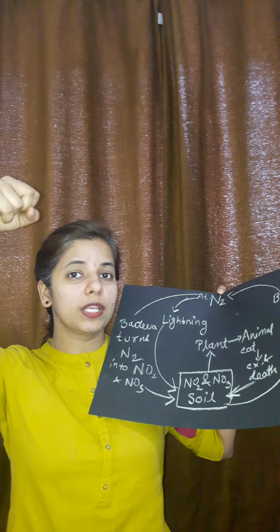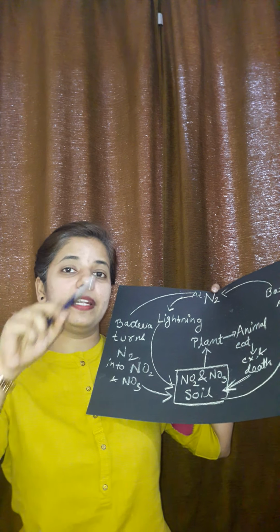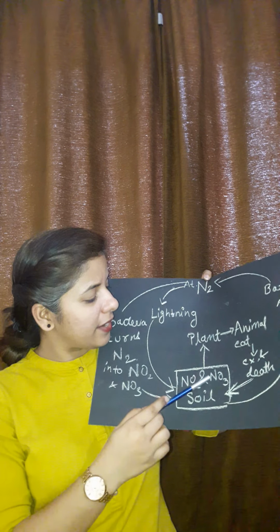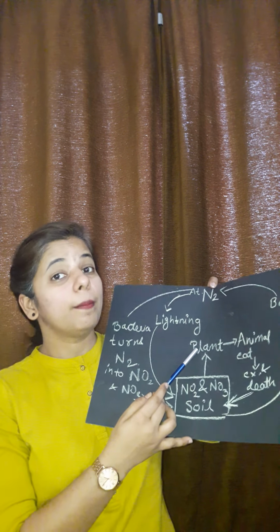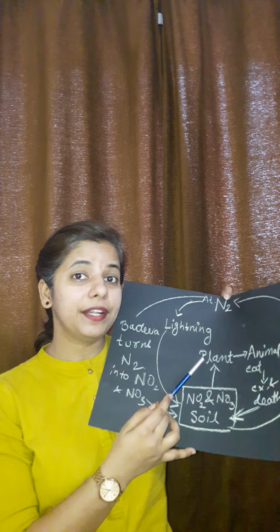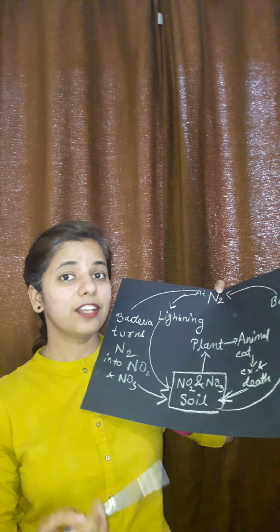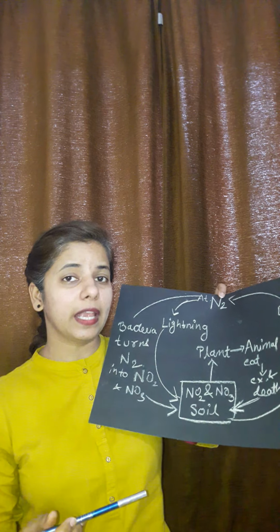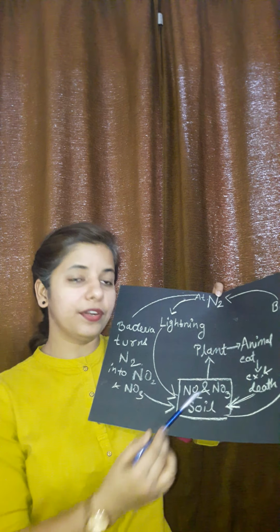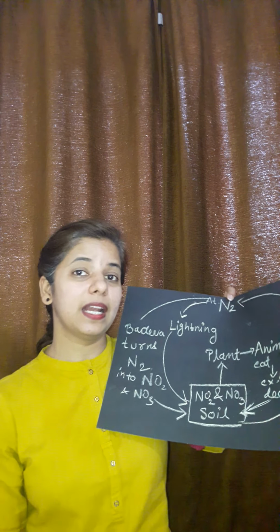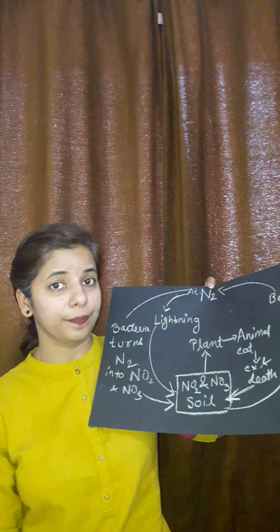Plants will absorb with the help of the roots, and they will distribute the nitrate and nitrite into the whole plant. And by using that nitrate and nitrite, the plant will convert them into protein. After some reactions, after the food processing, the plants will convert nitrate and nitrite into protein, which I have already told you in the last class during nitrogen fixation.